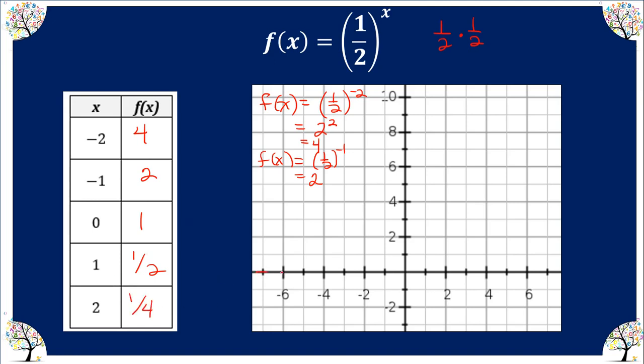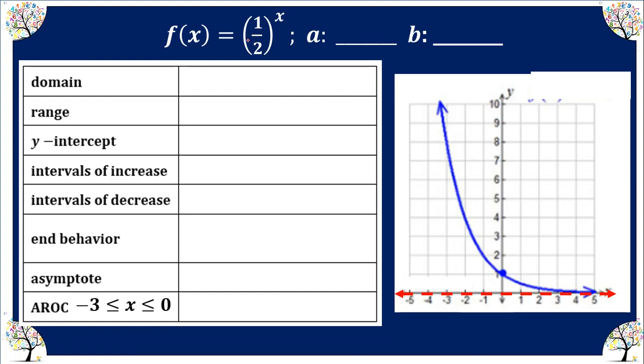So I'm going to graph my asymptote here, y equals 0. And now let's plot these points, -2, 4, -1, 2, 0, 1, 1, 1/2, and 2, 1/4. Notice this graph is decreasing. So the a value in here, remember, f of x equals a b to the x. My b value is the base of x, so my base here is 1/2. That's our multiplier. That's why we are decreasing.